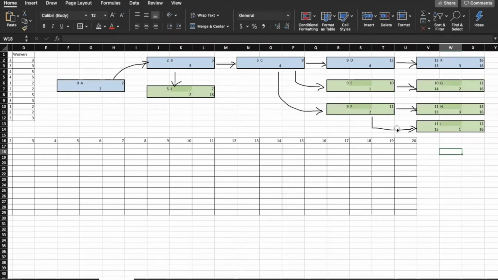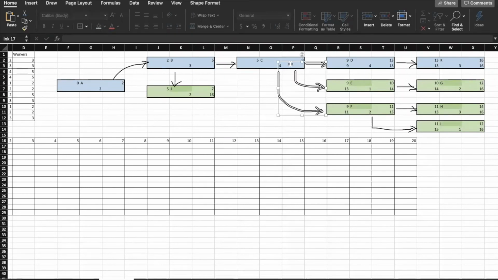So based on those late starts, we see that F needs to be finished no later than the 13th because of H. So the latest finish of F is the 13th, which means that F can be started as late as day 11. D, because it's on the critical path, needs to be finished on the 13th and started on the 9th.